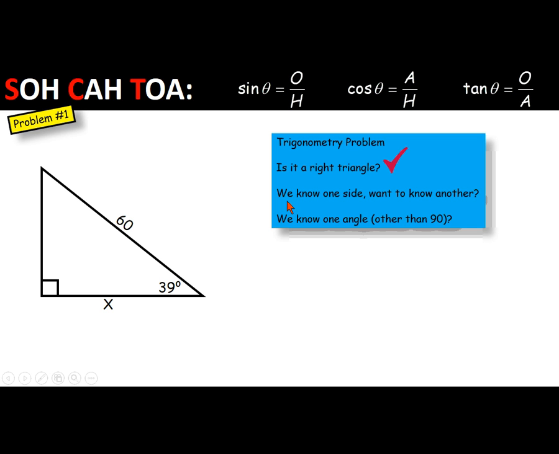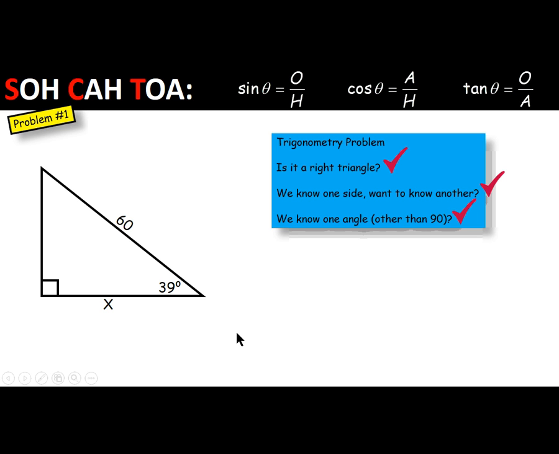Second thing that has to be the case, we know one side, the 60, and we want to know another side, the x. Those are sides. So, yep, that's what we're looking for here. And the third thing is, do we know the measures of one of the angles other than the 90? We're never going to pick the 90 degrees, so we need to know the measure of one of the other angles, and in this case, we know the 39. So, yep, this is going to be a trigonometry problem.